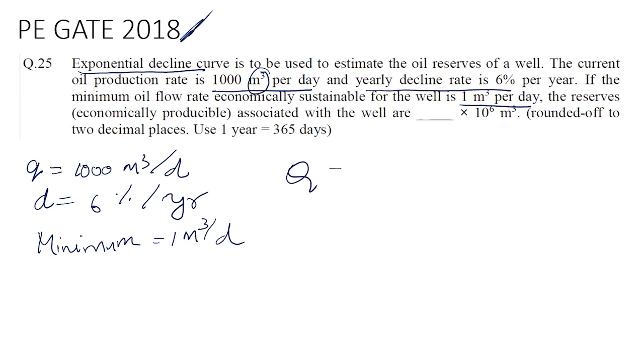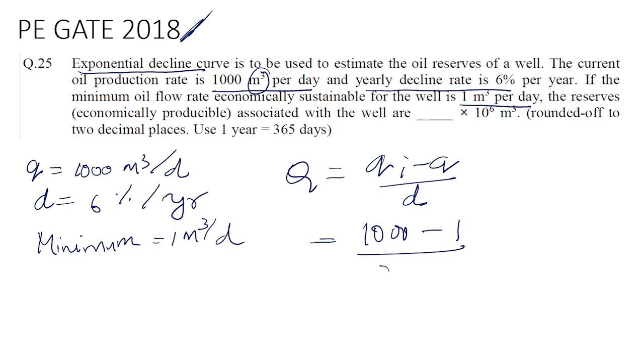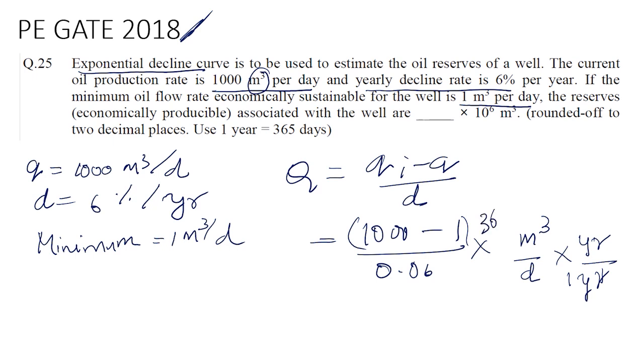Very simple question. For Q is equal to Qi minus Q by D. Okay. So 1000 minus 1 divided by 6%, that is 0.06. Now look at the units over here. 1000 minus 1 is in meter cube per day, and this particular thing 0.06 is given in 1 year. Now we have to convert this unit. So for 1 year we have 365 days.